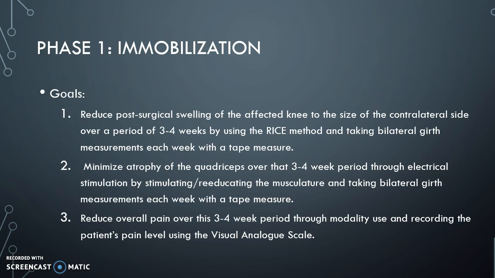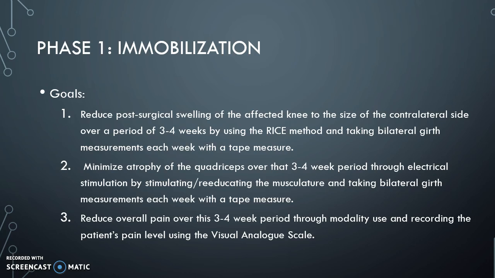Also with this, we want to minimize the atrophy of the quadriceps, which we know is a muscle that atrophies fairly quickly with ACL injuries. We want to minimize that atrophy over the 3 to 4 week period through even E-stim. We're going to be stimulating or re-educating that musculature and taking bilateral girth measurements of the quads as well each week with the tape measure.